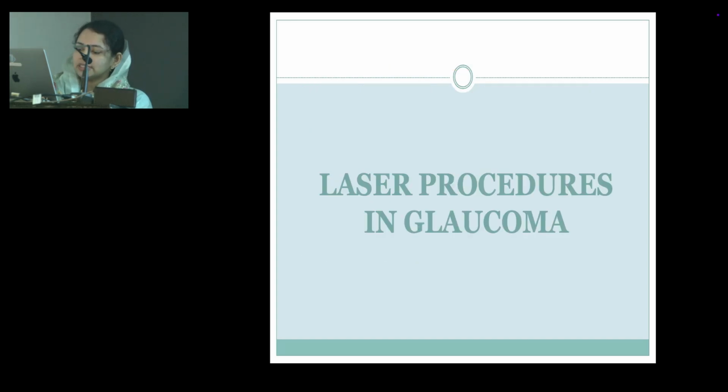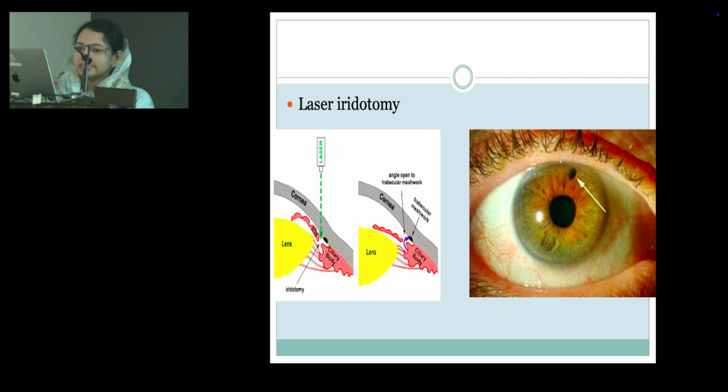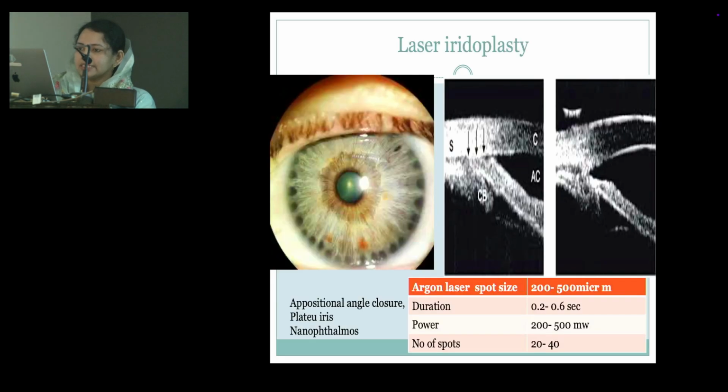What are the laser procedures in glaucoma? The first important one is the laser peripheral iridotomy, that is producing a hole in the peripheral iris so that fluid is maintained between the anterior and posterior chamber. It is used in angle closure glaucomas. Next one is the laser iridoplasty, where a circumferential 360-degree laser is applied to the peripheral iris, and the peripheral iris is pulled away from the trabecular meshwork. That is used in appositional angle closure, plateau iris and nanophthalmos.